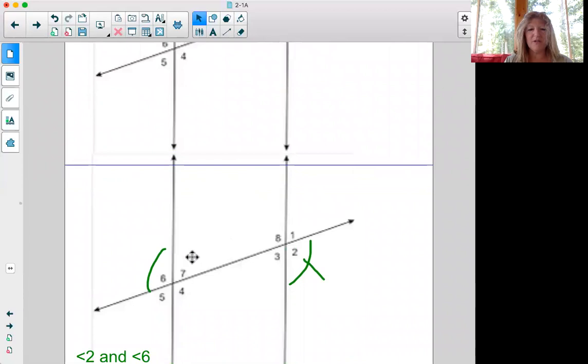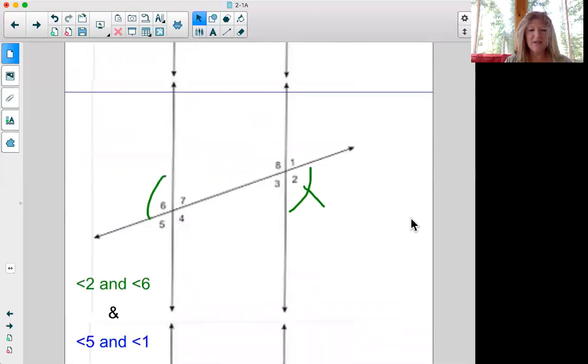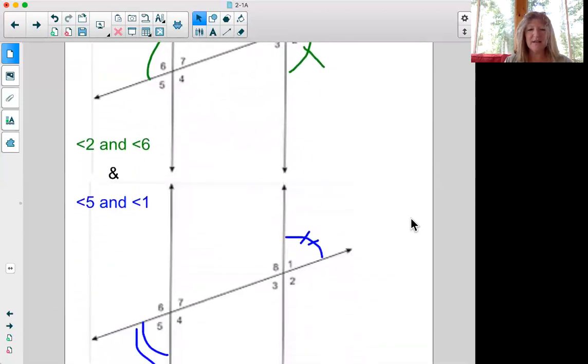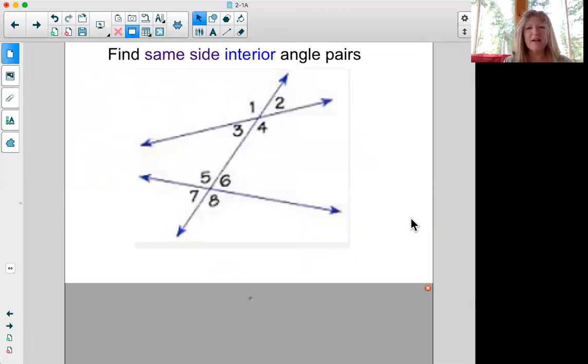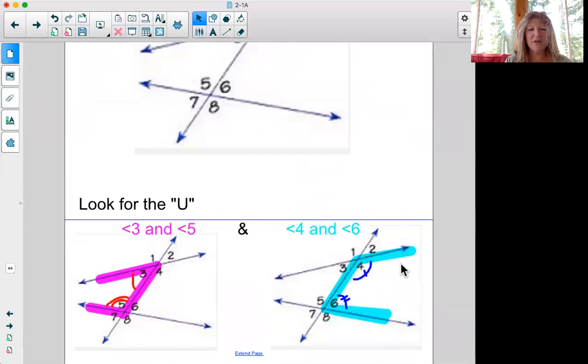They're on alternate sides of the transversal, but they're exterior to the 2 lines. So 2 and 6, and 5 and 1. Pause, find same side interior angle pairs, and then press play. We're looking for the U, 3 and 5, or 4 and 6.